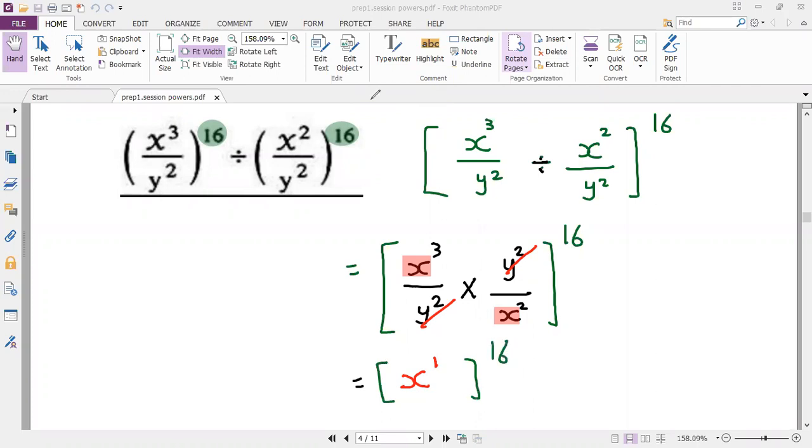I have two powers here on x: x raised to the power of 1, raised to the power of 16. So write x and multiply powers. 1 times 16 equals what? Equals 16.